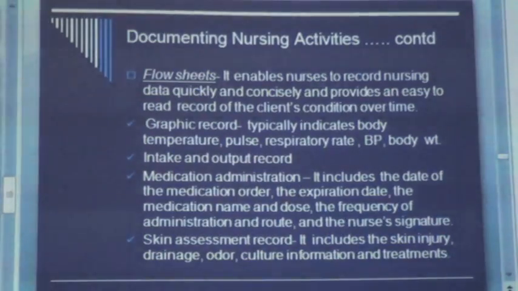Flow sheets. They enable nurses to record nursing data quickly and concisely and provide an easy-to-read record of the client's condition over time. A graphic record typically indicates body temperature, pulse, respiration, BP, body weight. And intake and output record, medication administration. It includes the date of the medication order and expiration date, the medication name and dose and frequency of administration, route, and lastly the nurse's signature. And skin assessment record. It includes the skin injury, drainage, odor, culture information, and treatments.